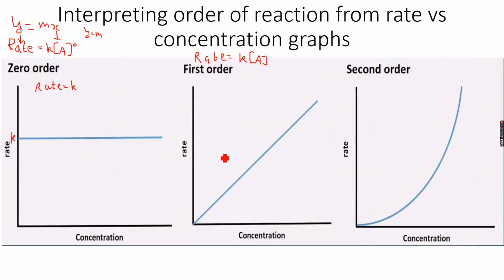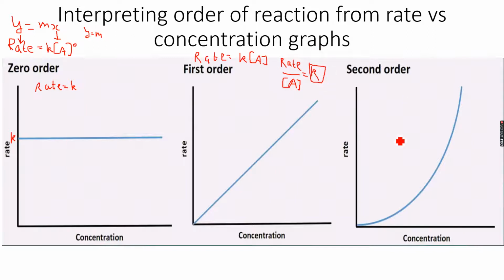So we know that the gradient for this graph will be rate over concentration. As you can see, if we write rate over concentration of A, this is equal to K. So the gradient in this case is constant. In the zero order reaction, the gradient was zero. In first order reactions, the gradient of the rate versus concentration graph is the rate constant K.